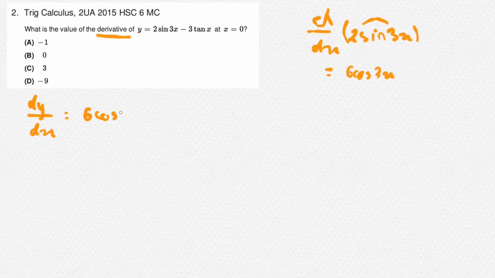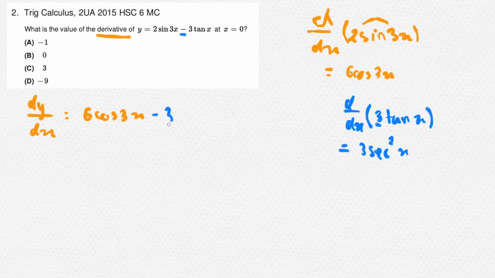So let's start writing our working out. Dy over dx will be equal to 6 cos 3x. Now, what is the derivative of minus 3 tan x? The derivative of a tan function will always be sec squared x. So in this case, leaving the 3 as a constant term times by our function, we can write the derivative will be 3 sec squared x. So let's write this in our working out. Keep in mind the sign will be minus as given in the y equation. So dy over dx will be equal to 6 cos 3x minus 3 sec squared x.